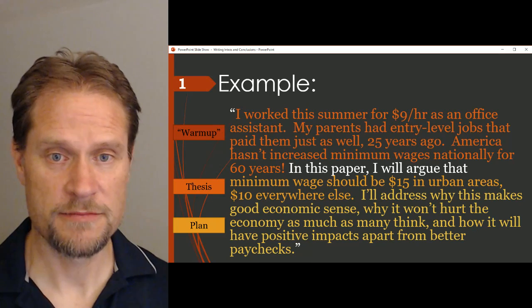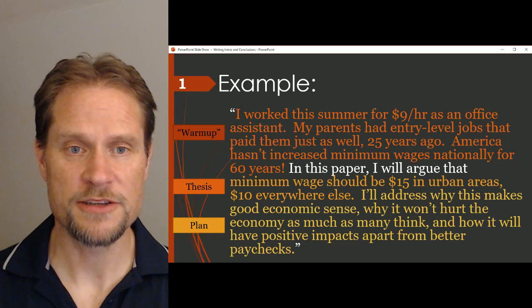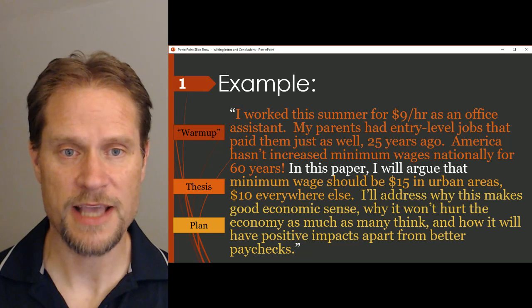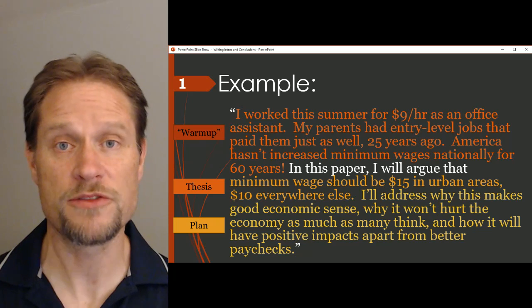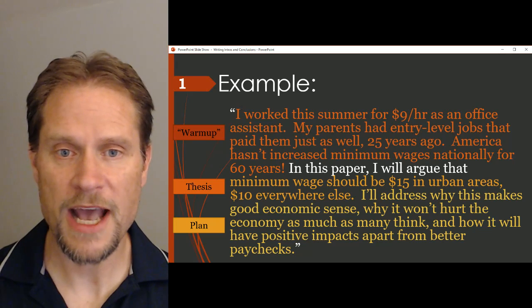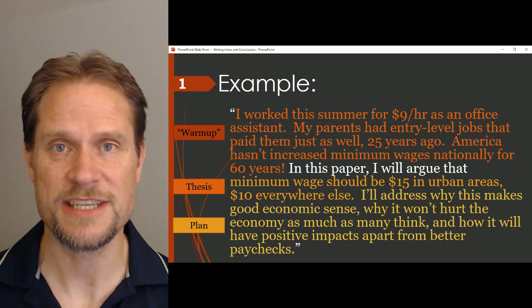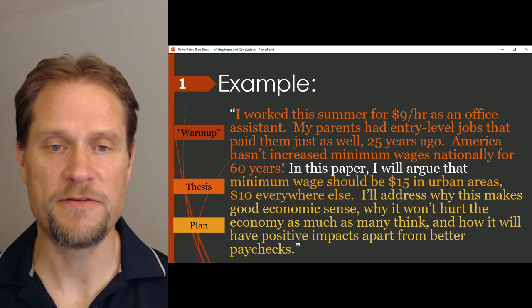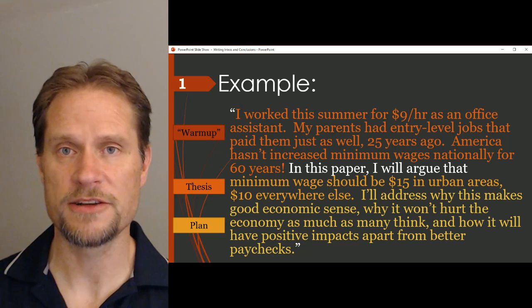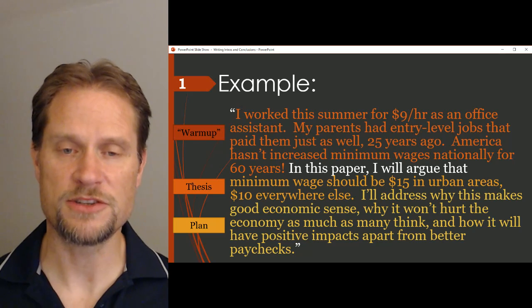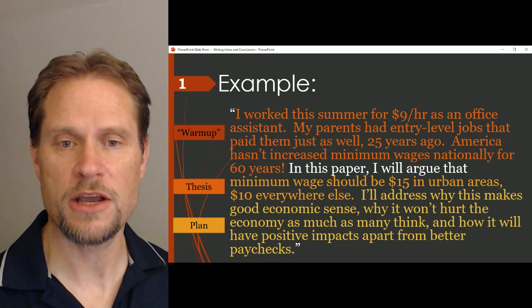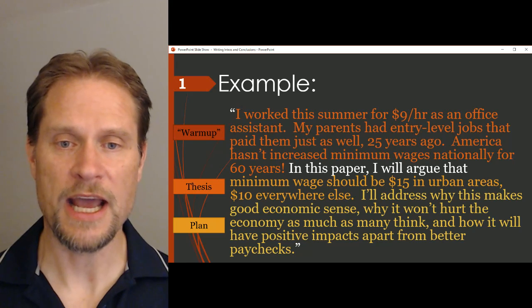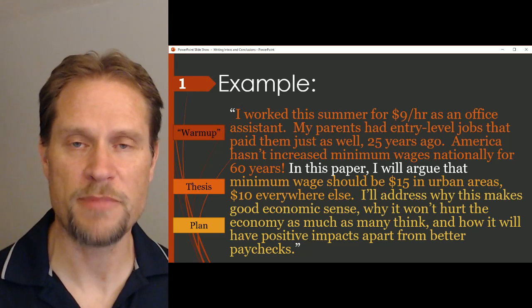So let's read it. I worked this summer for $9 an hour as an office assistant. My parents had entry-level jobs that paid them just as well 25 years ago. America hasn't increased minimum wages nationally for 60 years. In this paper, I will argue that minimum wage should be $15 in urban areas and $10 everywhere else. I'll address why this makes good economic sense, why it won't hurt the economy as much as many people think, and how it will have positive impacts apart from better paychecks.